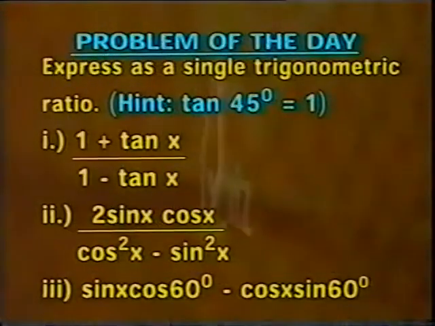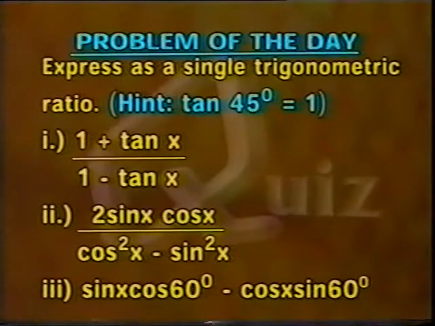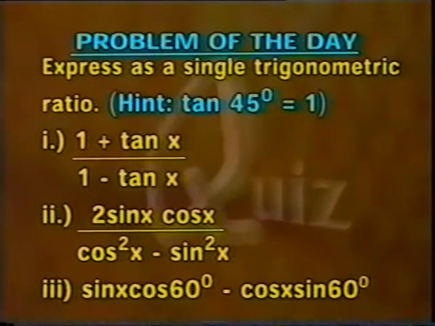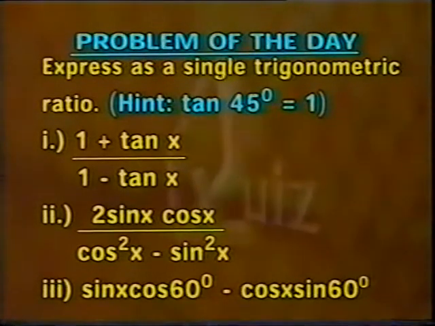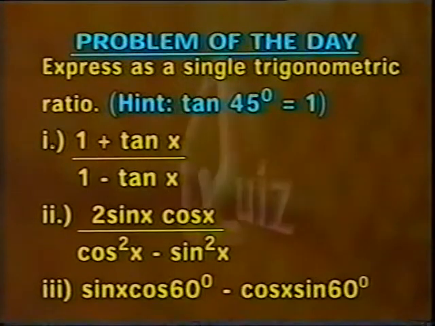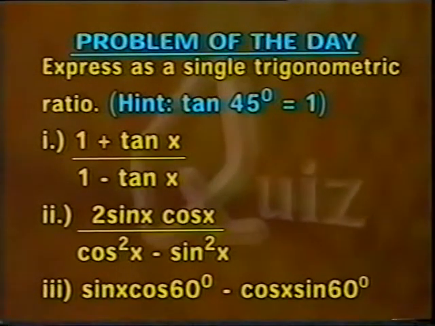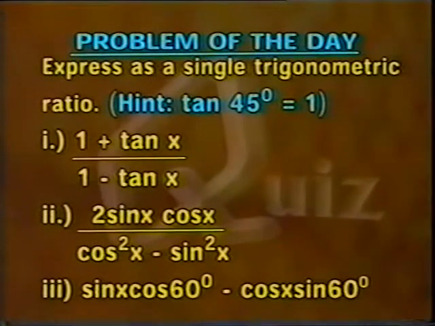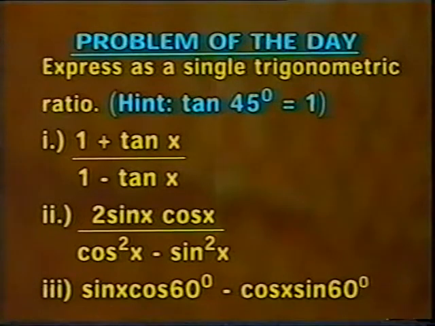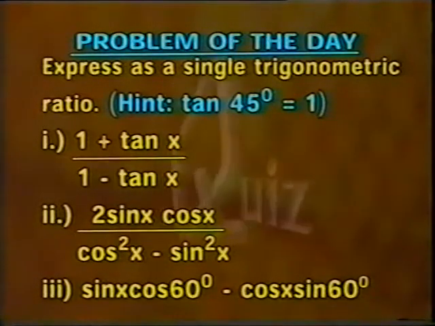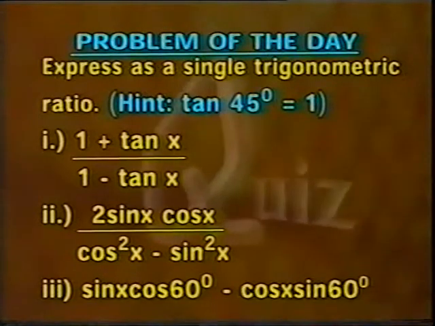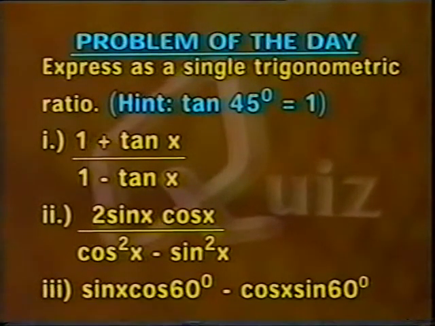Both schools are posed with the same problem to be attempted in 3 minutes. Contestants, please turn over your sheets. I'll read the problem of the day. Express as a single trigonometric ratio. Hint, tan 45 degrees equals 1. I, 1 plus tan x all over 1 minus tan x. II, 2 sine x cos x all over cos squared x minus sine squared x. And III, sine x cos 60 degrees minus cos x sine 60 degrees. That, viewers, is the problem of the day.